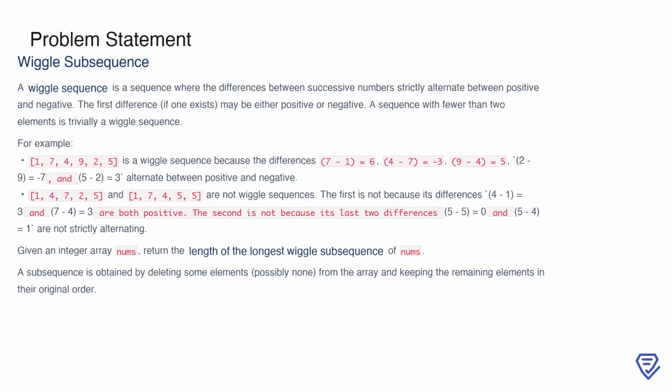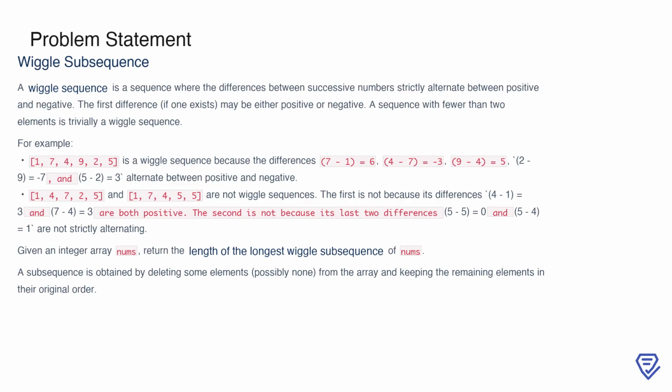However, sequences like 1, 4, 7, 2, 5 are not wiggle sequences, as the differences 3 and 3 are consecutive positives. Similarly, 1, 7, 4, 5, 5 fails because the last two differences, 0 and 1, do not alternate.